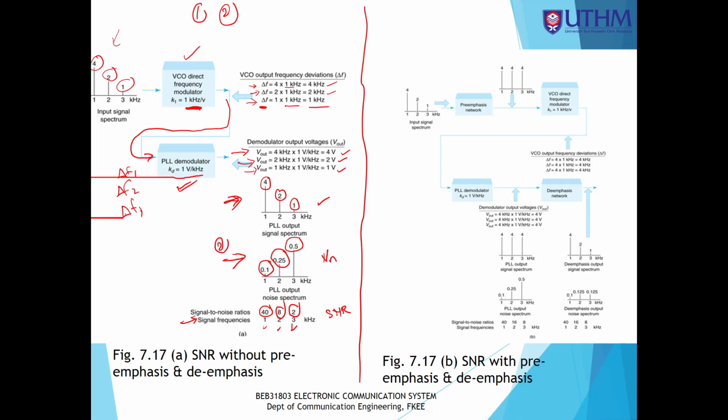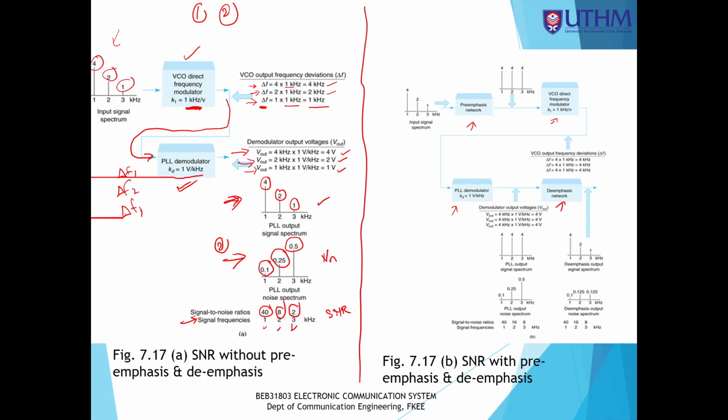You see that we put pre-emphasis before the modulation process at the transmitter. Then we transmit the signal to the VCO. At the receiver side, we introduce the de-emphasis network after the demodulation process at the PLL. Remember, when we increase the amplitude at the transmitter, we need to reduce the amplitude by the same amount at the receiver. So it becomes balanced. We increase, we decrease, so balance.